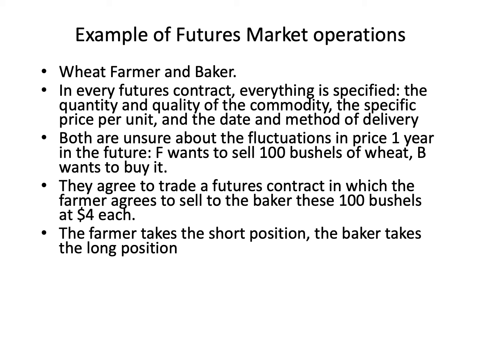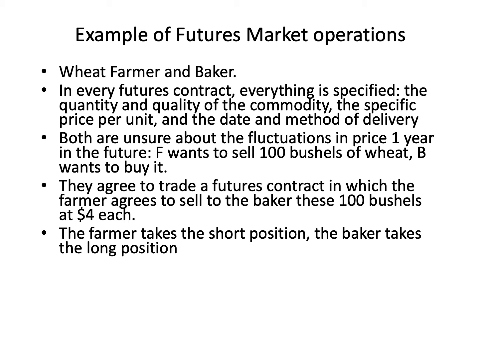Let's give an example of how a futures market works. Let's say we have a wheat farmer and a baker. In every futures contract, everything is specified: the quantity and the quality of the commodity, the specific price per unit, and the date and the method of delivery. Let's say both the wheat farmer and the baker are unsure about the fluctuations in the price of wheat 1 year into the future. The farmer wants to sell 100 bushels of wheat, and the baker wants to buy 100 bushels of wheat.